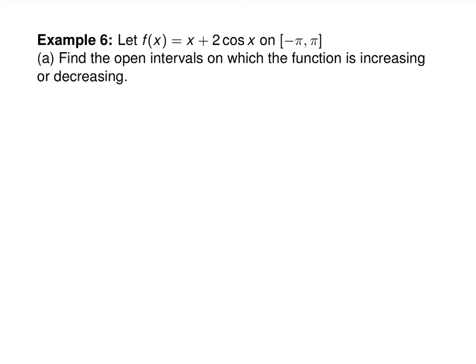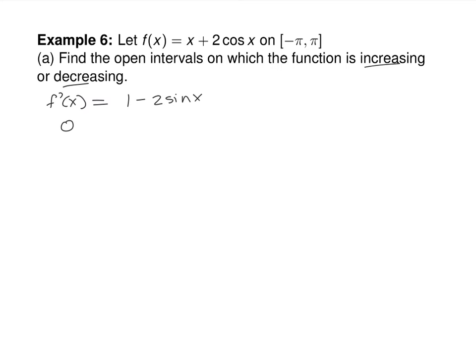Trig function. So find the open intervals on which this function is increasing or decreasing. Okay, x plus 2 cosine x on the interval from -pi to pi. So if you're going to talk about increasing or decreasing, you need to look at the what? Derivative. And the derivative is 1 minus 2 sine x, or 1 plus 2 times negative sine x, right?